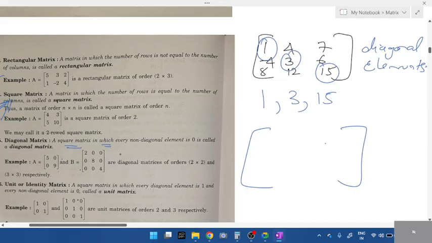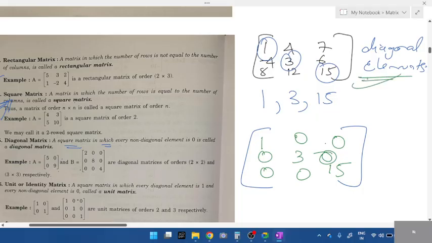First concept, square matrix. What is a square matrix? The number of sides are equal. Similar to that, the number of rows is equal to the number of columns. That is the first thing. Next, apart from the diagonal, I'll take 1, 3, 15 here. All the other things should be 0. This is known as a diagonal matrix. So diagonal element is different, diagonal matrix is different. Is it clear? Did you understand?